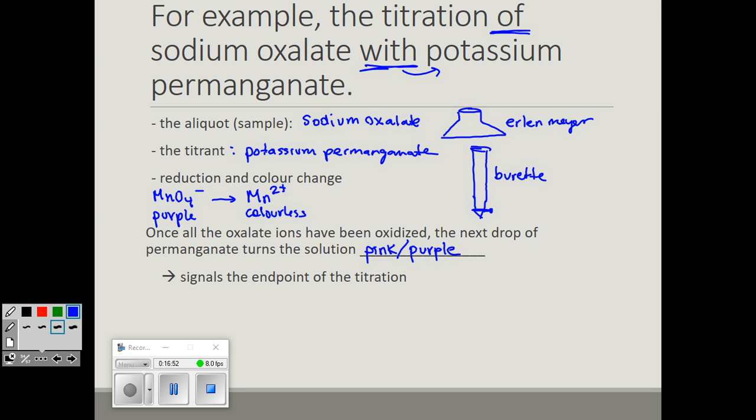So the reason this is so useful is because that's how you know the reaction has ended. That's how you know how much it took of each substance to cause a reaction and for the reaction to go to completion.